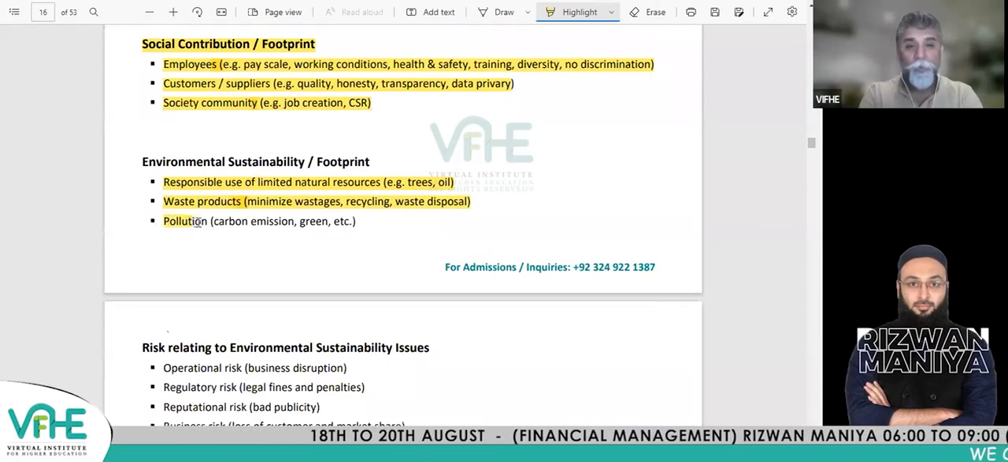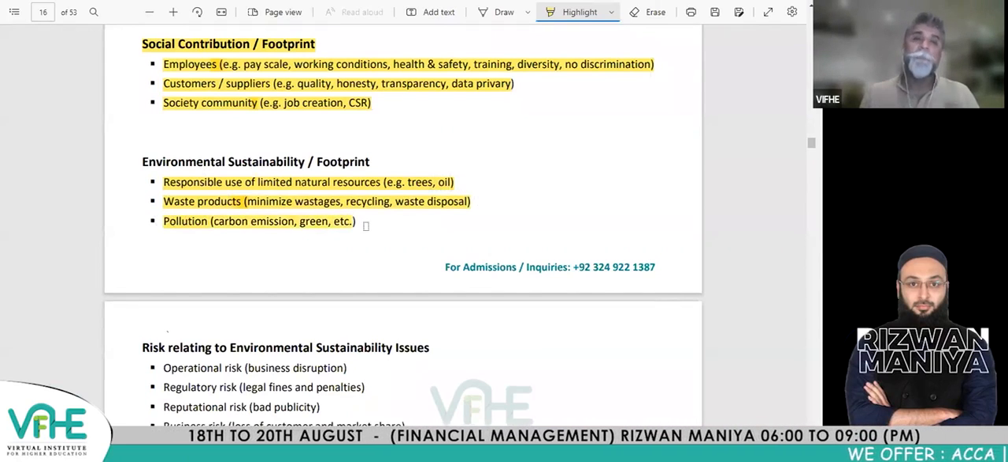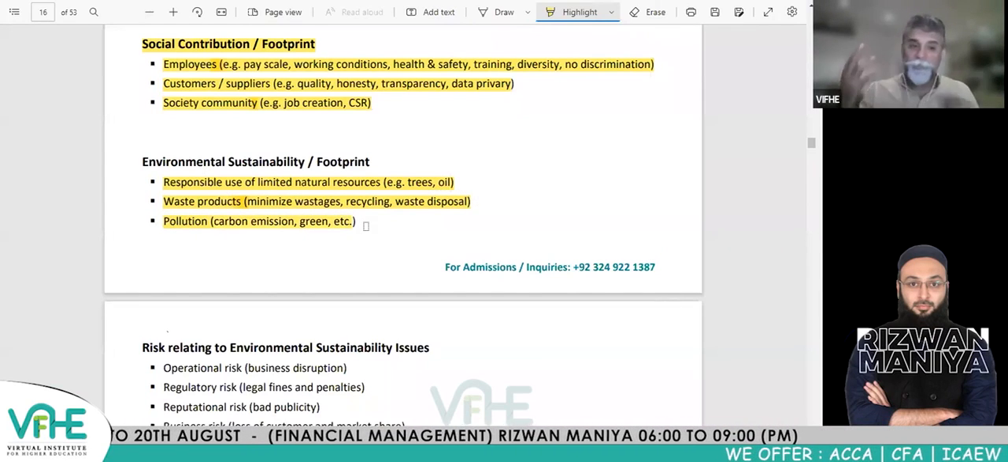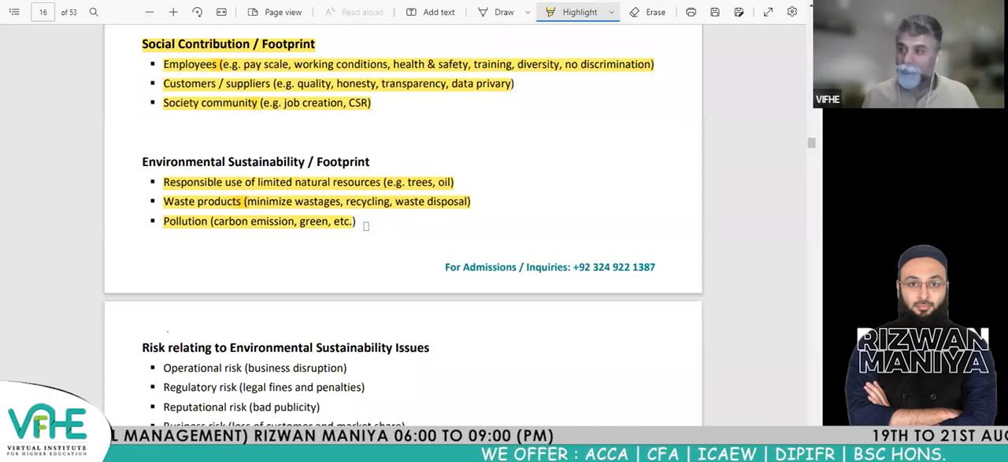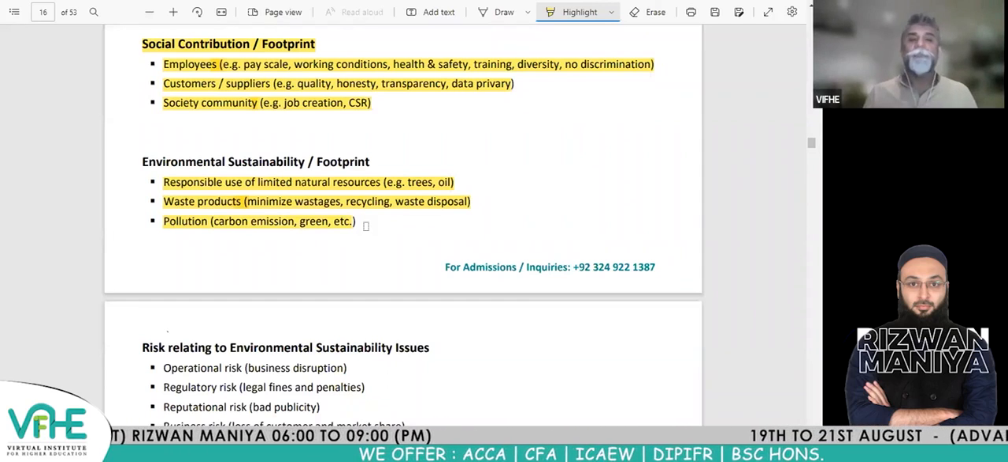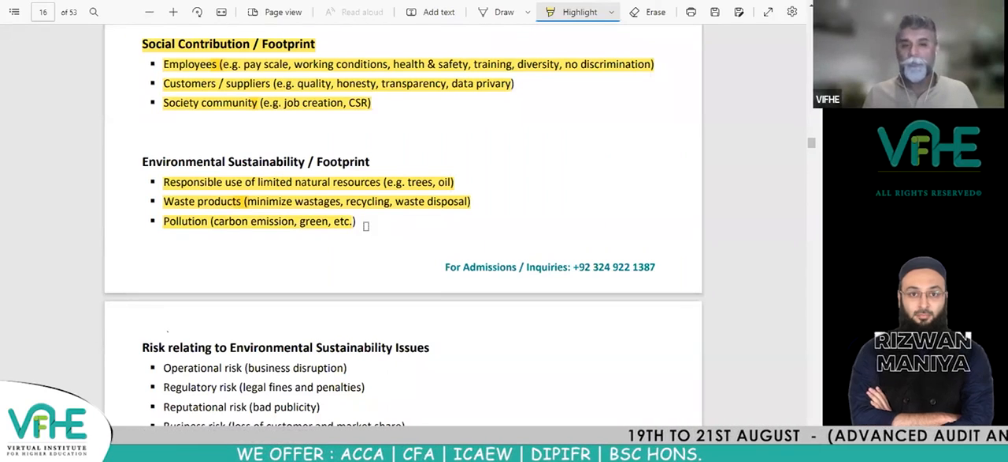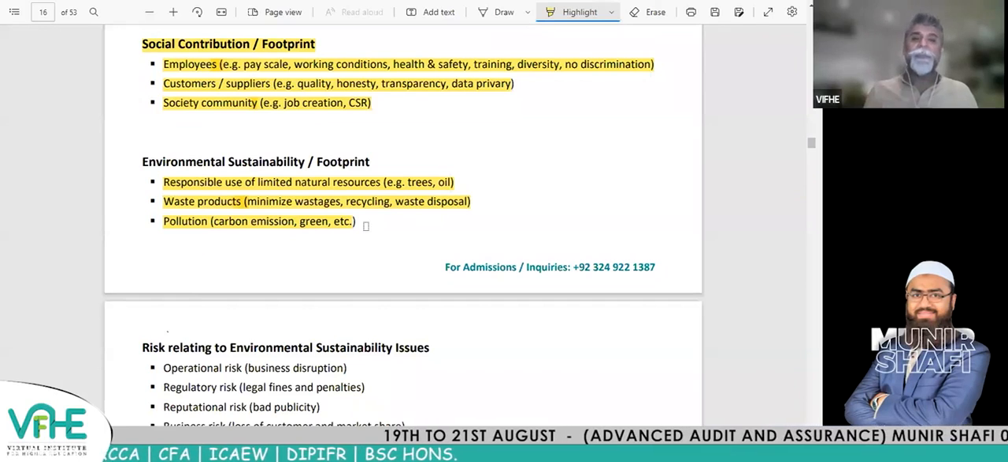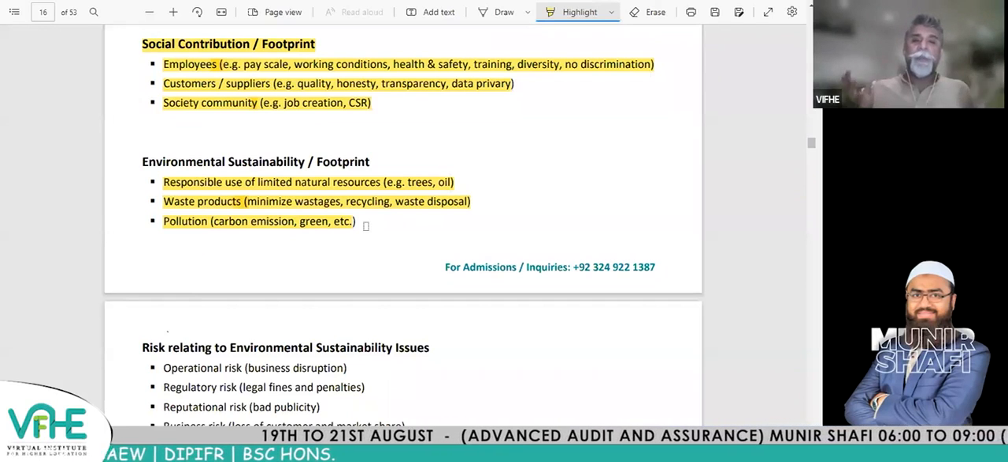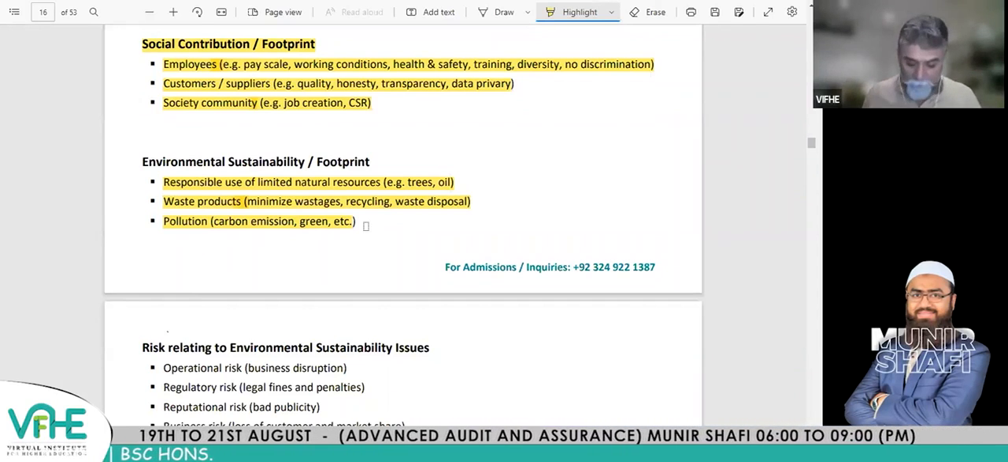And the third one is all the pollution during the manufacturing process, all this machinery: noise pollution, gas pollution, air pollution, all these various pollutions, carbon emission. So these are various aspects of being environmentally friendly.